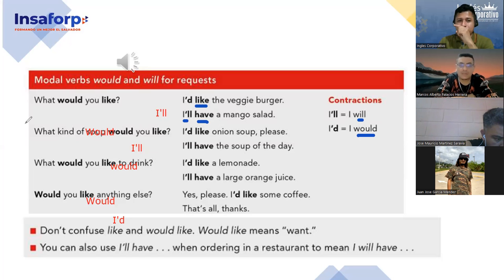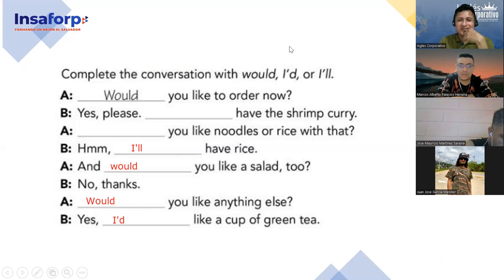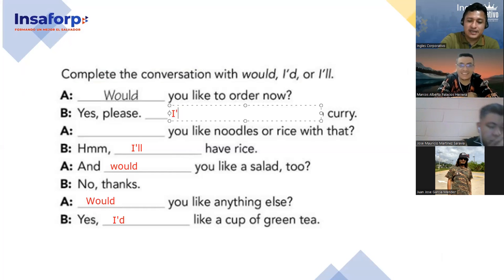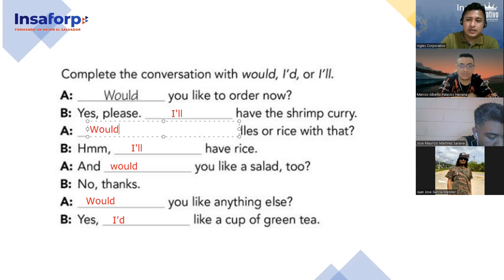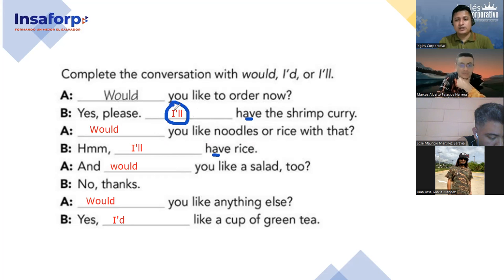So that's why in the examples that we did here, let me show you, I have it like this. I'll have. That's why I need to use will with the pronoun I, because I have this verb that is called have. Because of that I need to use this structure here.